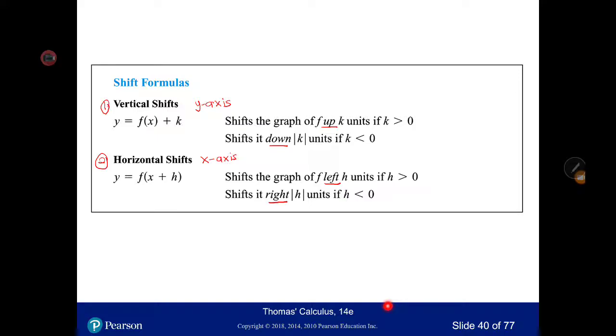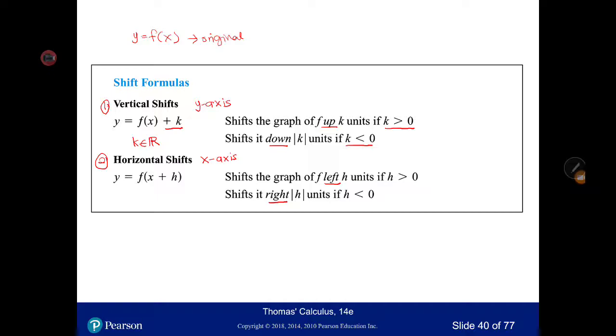Suppose that we have the original function y equals f of x. If we want to do a vertical shift, we take the original function and we add a constant k. K is a real number, a constant. So the whole graph will either move upwards or downwards depending on the sign of k. If k is positive, it's going to move up. If k is negative, it's going to move down. This is proportional to the y-axis itself.